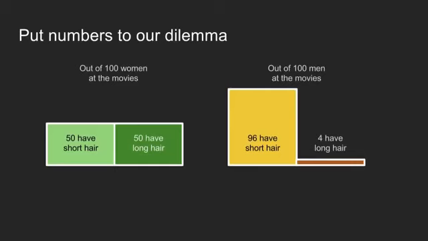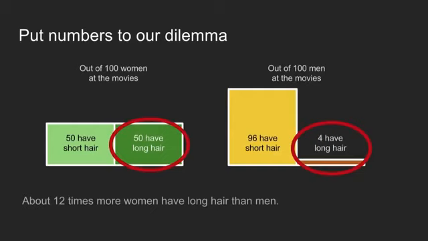So to put numbers to this dilemma at the movie theater, let's assume out of 100 women at the movies, 50 have short hair, 50 have long, and out of 100 men at the movies, 96 have short hair and 4 have long. In this case, we can see that there are definitely more women with long hair than men with long hair. So it's a safe bet to assume this person's a woman. Now we just made a subtle assumption that there are about the same number of men and women at the movies.